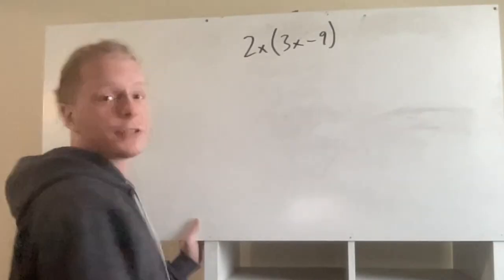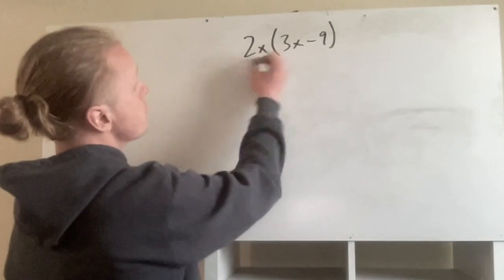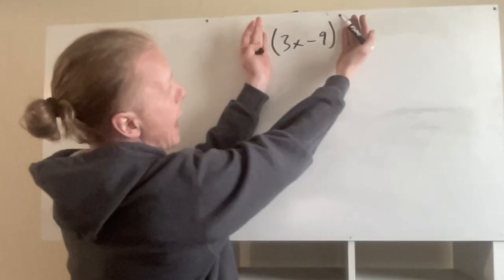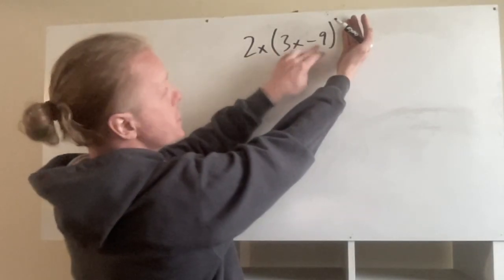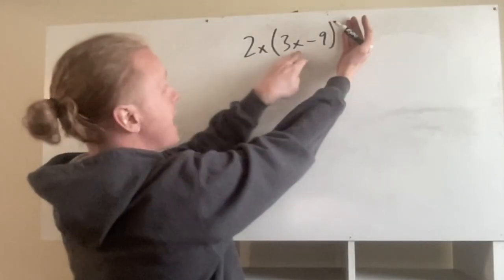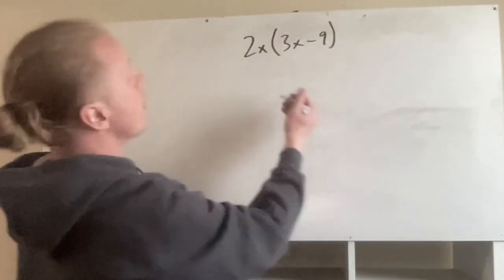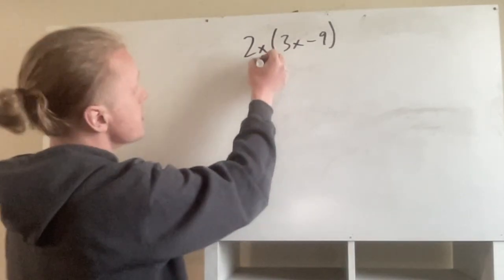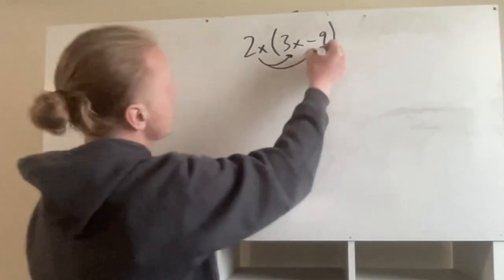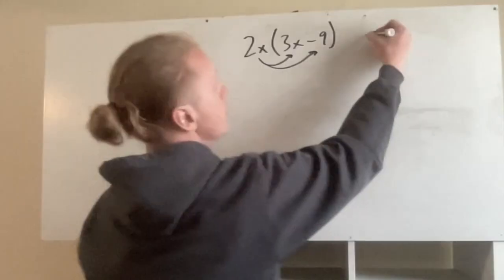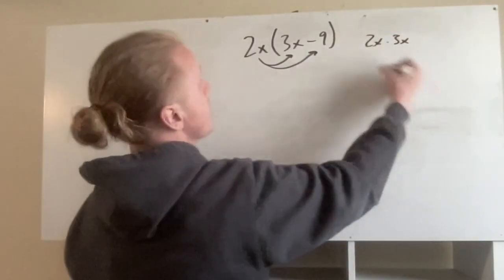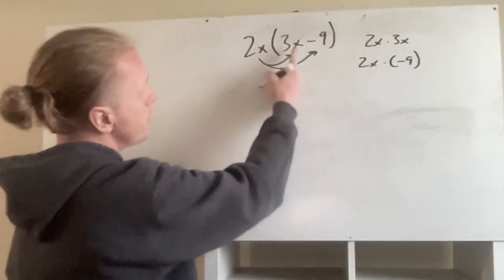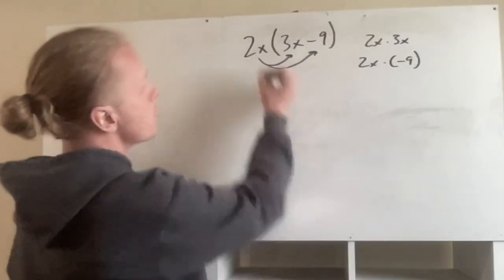Okay, now we're going to talk about something called distributing. So if you look here, the 2x is being multiplied by everything inside the parentheses, right? And inside these parentheses, I can't simplify this any further because this is subtraction and these are not like terms, right? This is an x term, this is just a number. So what we're going to do here is called distributing. Basically what that means is we take the 2x and we multiply by each term inside the parentheses. So I'll do 2x times 3x and then 2x times negative 9, right?